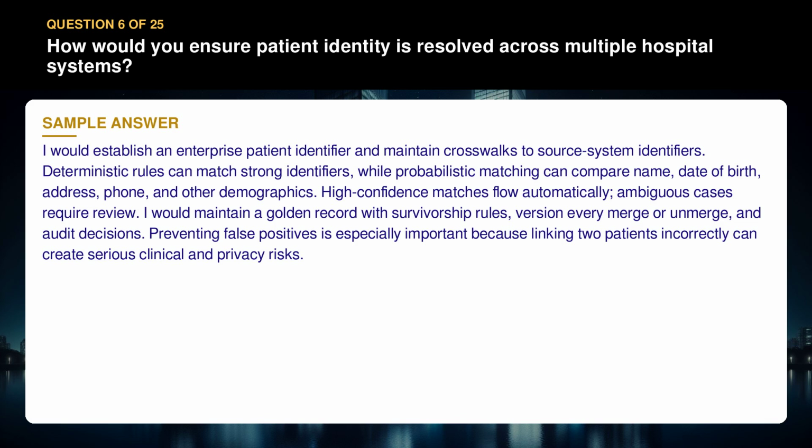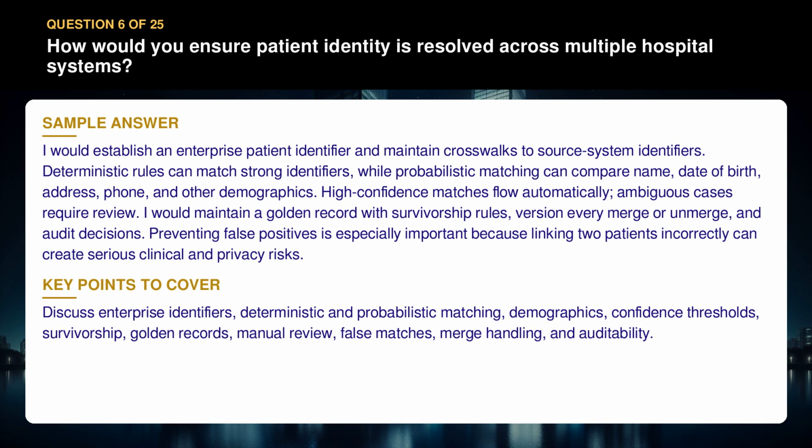I would maintain a golden record with survivorship rules, version every merge or unmerge, and audit decisions. Preventing false positives is especially important because linking two patients incorrectly can create serious clinical and privacy risks.